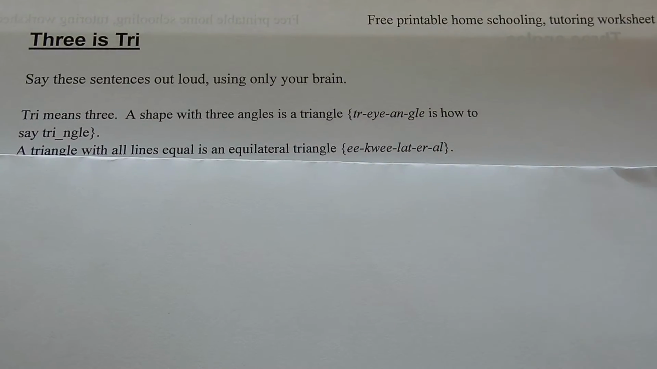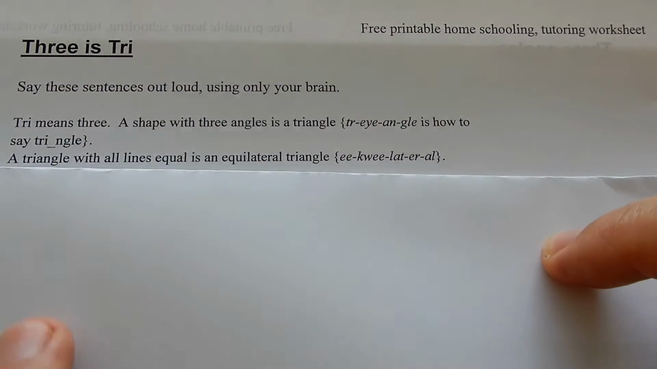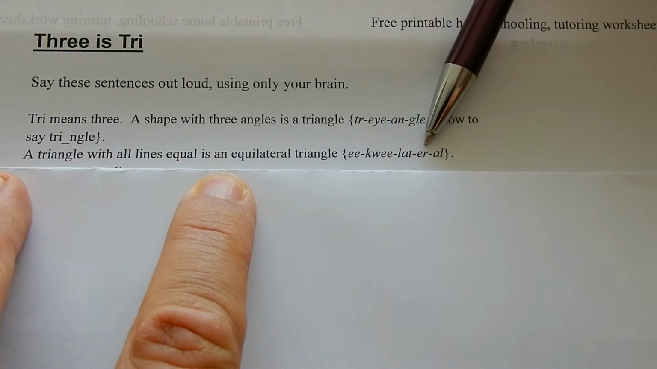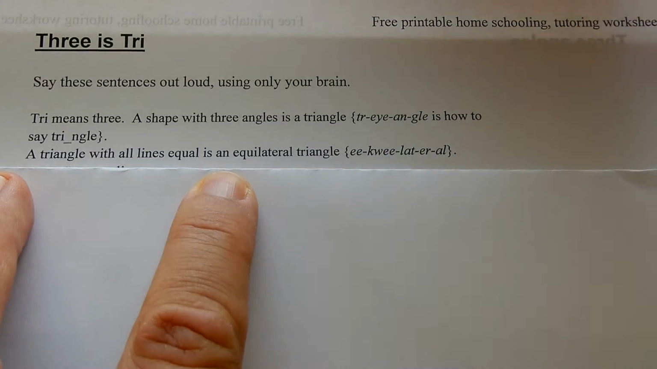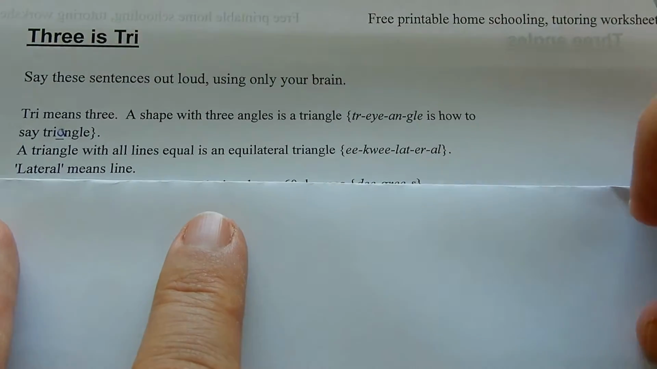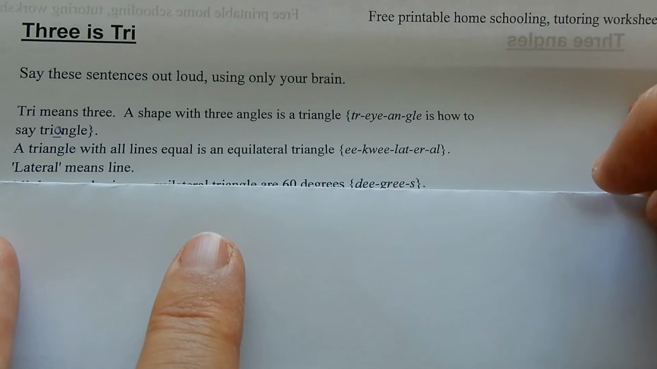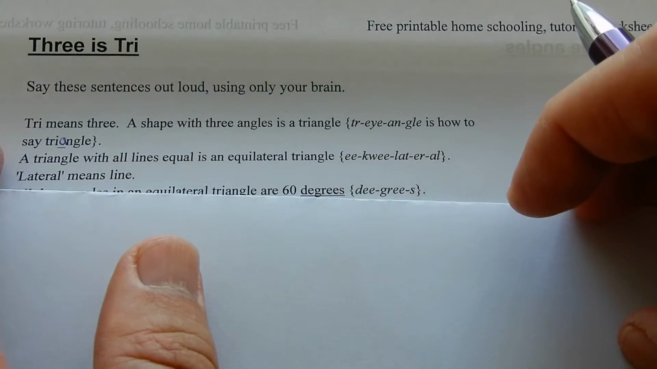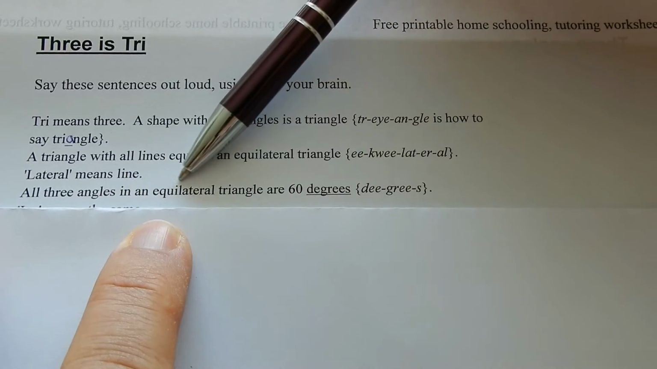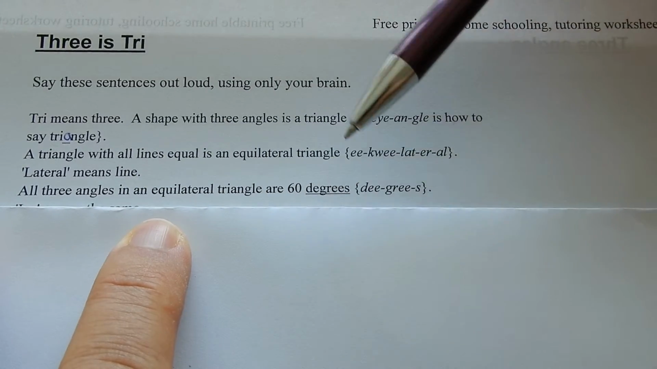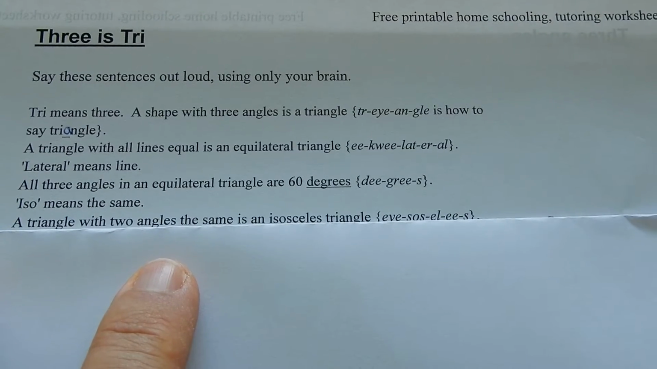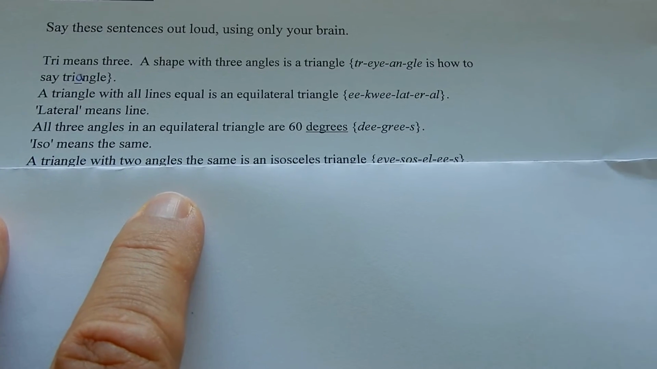A triangle with all sides equal is an equilateral triangle. Equilateral triangle. Lateral means line. For equilateral, equal lines. All three lines, all three angles in an equilateral triangle are 60 degrees. 60 degrees.